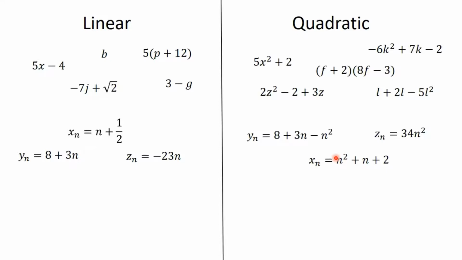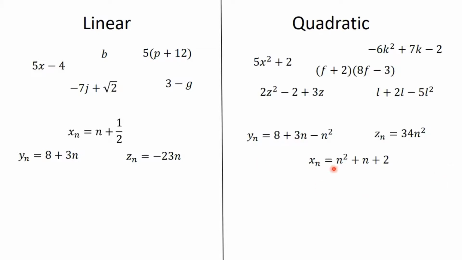So, for instance, if I looked at n squared plus n plus 2, I would say that x1 is 1 plus 1 plus 2, that's 4. Then the next one, n is 2, so 4 plus 2, that's 6, plus 2 is 8. Then the next one, n is 3, so that's 9, plus 3, that's 12, plus 2 is 14. So you can see the amount it goes up by is increasing by the same amount each time, essentially. So the amount it goes up by is a linear sequence.